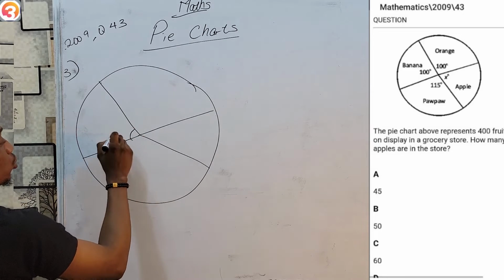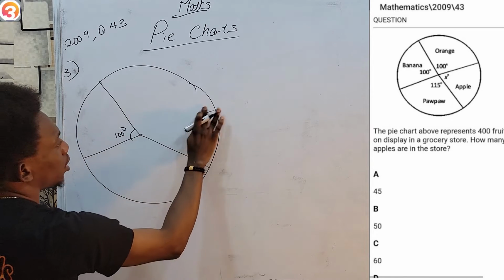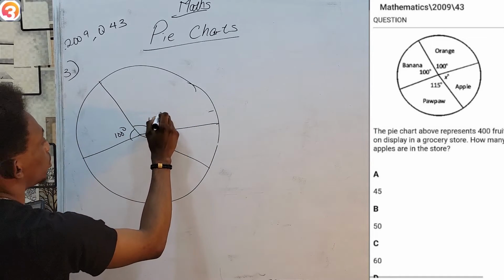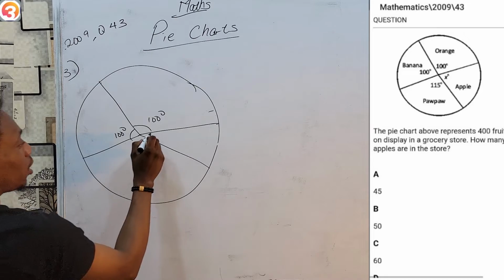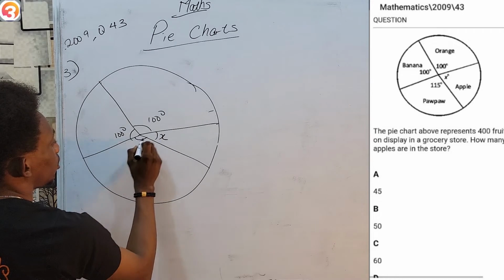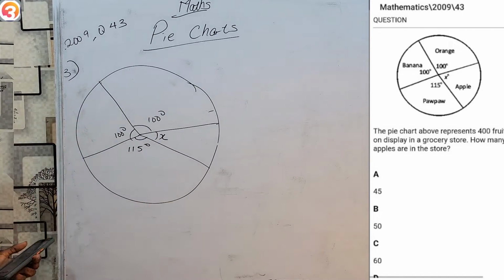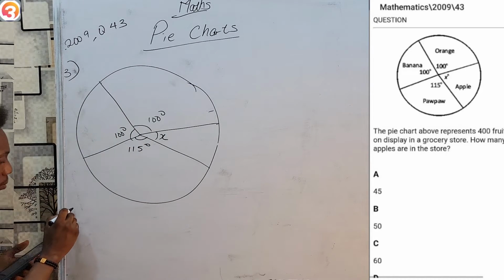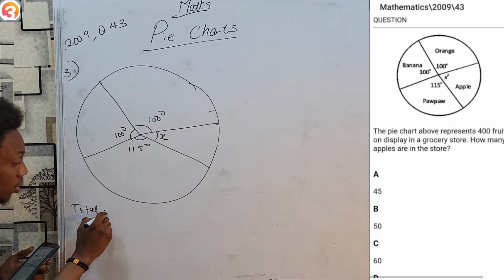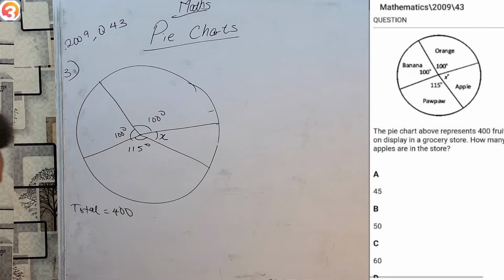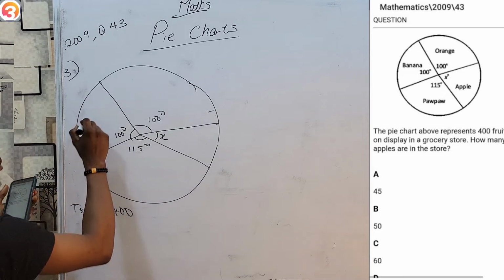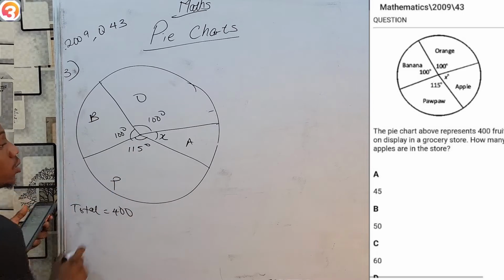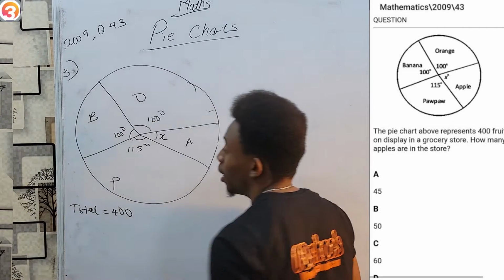I'm told that here is 100 degrees. Here has to bend just a little bit. And here is also 100 degrees. Here is X, and here is 115 degrees. We are told that this pie chart represents 400 fruits in a store. Total is 400. Now, each of these sectors is a different fruit: banana, orange, apple, and pawpaw. I want us to find how many apples there are in the store.